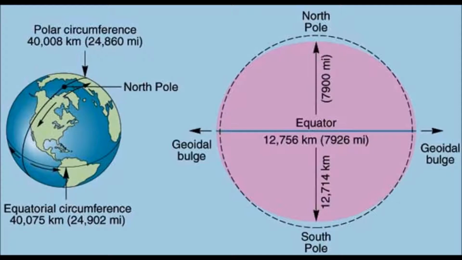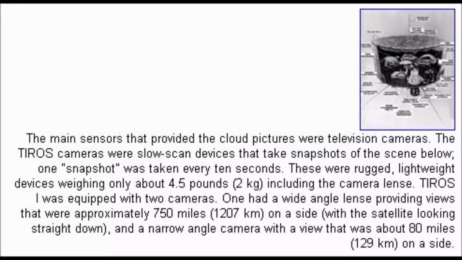The description of this sucker here: the main sensors that provided the cloud pictures were television cameras. The Tyros cameras were slow-scan devices that take snapshots of the scene below. One snapshot was taken every 10 seconds. These were rugged, lightweight devices weighing only about 4.5 pounds, including the camera lens. The Tyros 1 was equipped with 2 cameras. One had a wide-angle lens providing views that were approximately 750 miles on a side, with the satellite looking straight down, and a narrow-angle camera with a view that was about 80 miles on a side.